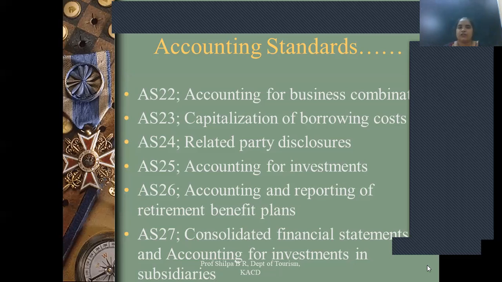The next one is accounting standard 22, which is about accounting for business combinations. So here are details about any combinations of business, or maybe you have taken a joint venture or something extra, you have collaborated with some other firm. All those details about how much money spent, what is the revenue earned, what are the overheads, all those details will be given in this accounting standard 22.